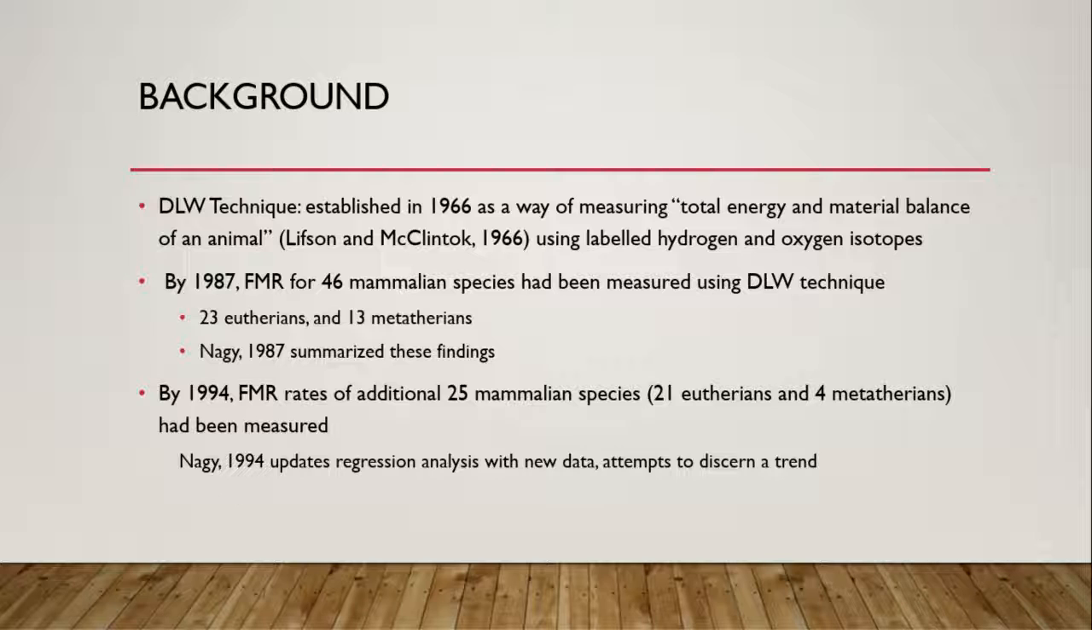By 1994, when this paper was published, FMR of another 25 mammalian species had been measured. The purpose of this paper was more or less to update the findings of the 1987 paper using regression analysis and try to discern a trend that could be applied to all mammalian species. The author had established an equation for predicting field metabolic rates in his previous paper, and with more data, it obviously would become more accurate.